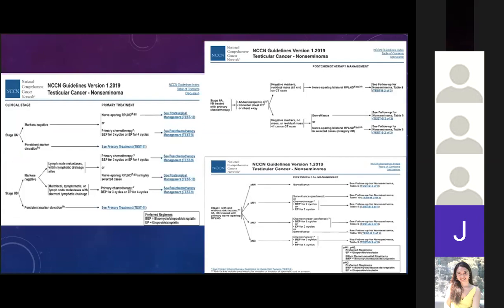Next up would be stage 2A and stage 2B. If the markers are negative, we could do a nerve-sparing RP-LND or primary chemotherapy with BEP for 3 cycles or EP for 4 cycles. For stage 2B with negative markers, we could consider lymph node metastasis within the lymphatic drainage sites, and multifocal symptomatic lymph node metastasis with aberrant lymphatic drainage. Usually you could do primary chemotherapy with BEP for 3 cycles or etoposide and cisplatin for 4 cycles.